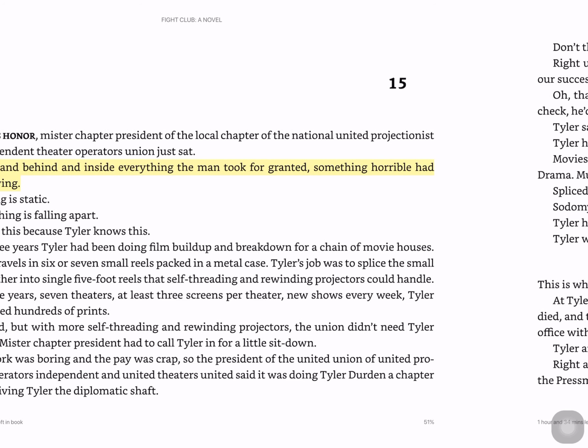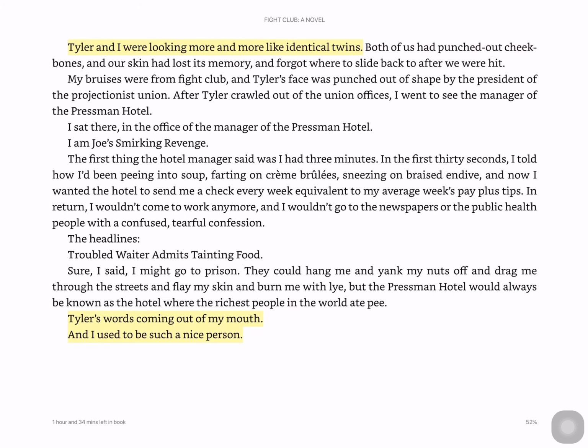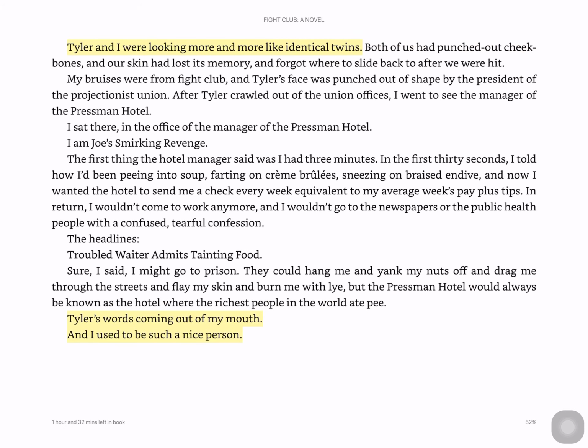If you go over to page 114, you can see, again, more clues. At the top of the page, it says, "Tyler and I were looking more and more like identical twins. Both of us had punched out cheekbones, and our skin had lost its memory and forgot where to slide back to after we were hit." And then at the bottom of the page, it says, "Tyler's words coming out of my mouth, and I used to be such a nice person." So you can see all of this, again, they not only are spewing the exact same words, they quite literally look like identical twins. And so we are saying that is because they are identical.